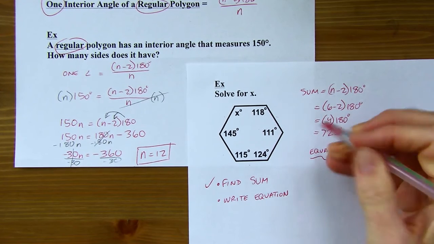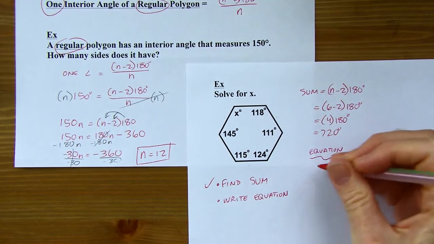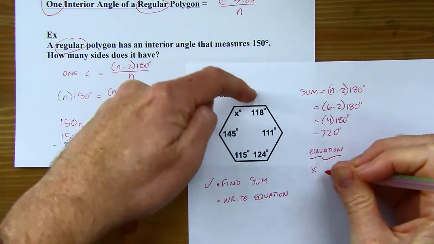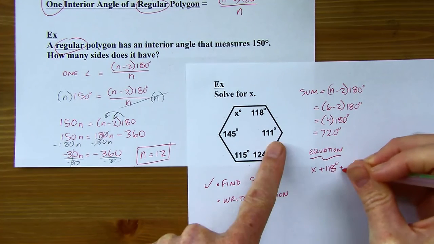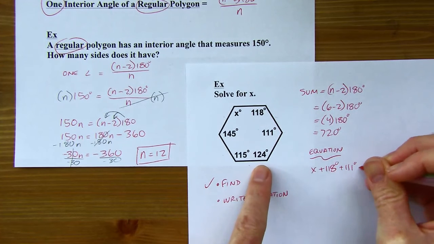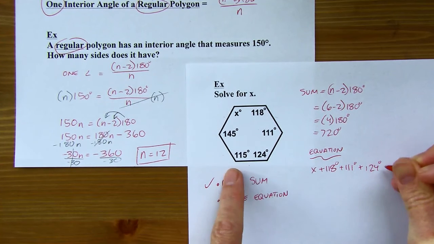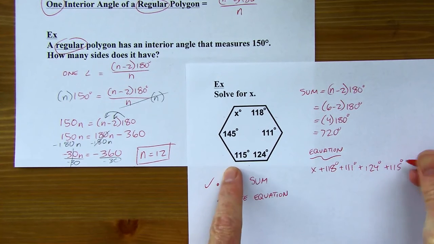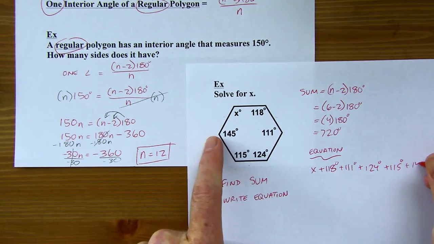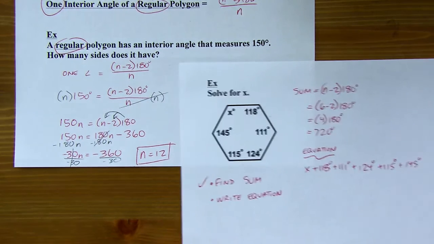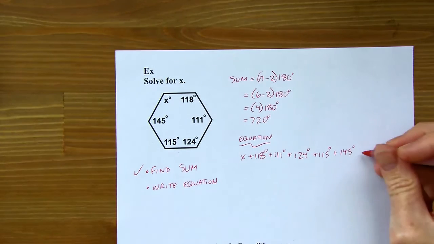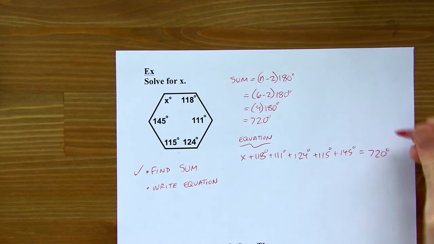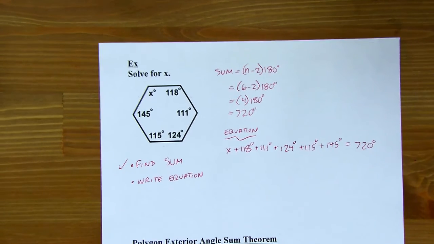And my equation, that's saying what all of these add up to, right? So I can just say, okay, x plus 118 degrees plus 111 degrees, and I'll work my way around. Hopefully I'm not going to miss any of these. Okay, if I add up all of those angles, then I know I'm going to get 720 degrees, right? That's why I did phase 1, so I know what those would all add up to, okay?